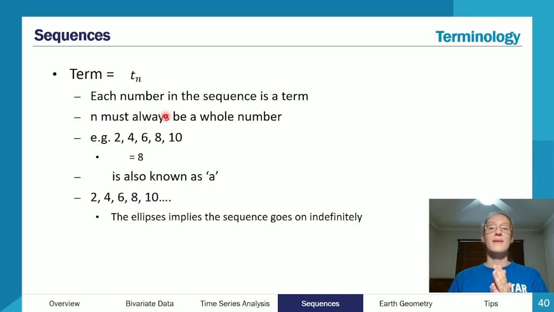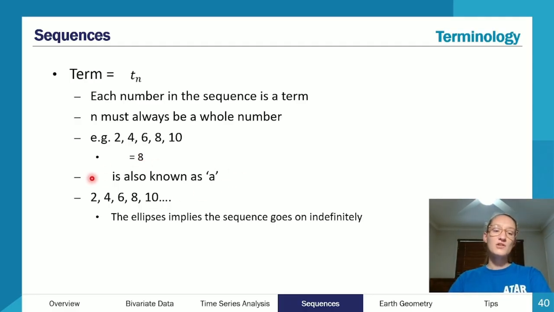It just messes with the pattern, and we don't really do it that way when we're talking about sequences. So n always needs to be a whole number. This is the example of the sequence I gave earlier. All we've got to do is count along: term 1, term 2, term 3, term 4. Term 4 is 8. Super simple.